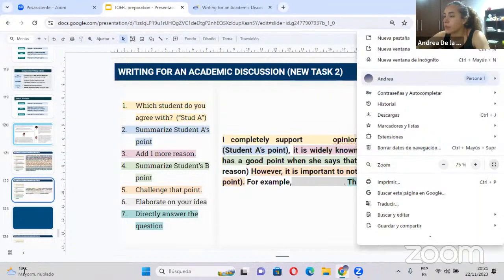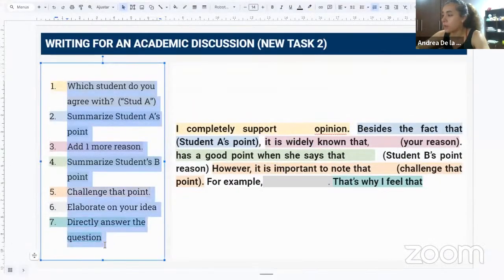Okay, guys. So what we're going to do in our response is follow this guideline, this structure, and we're going to be containing 7 elements in our responses.